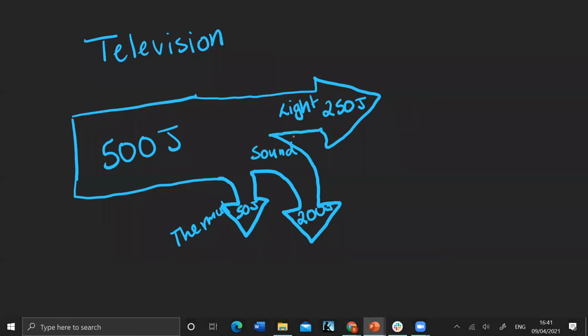So think about a television, it's a bit more complicated for a television. So if you put 500 joules in, it is converted to light, sound, and thermal. So which ones are useful to us there? Useful is actually light and sound, because we want to be able to hear the television. So wasted is actually thermal. Wasted is thermal.